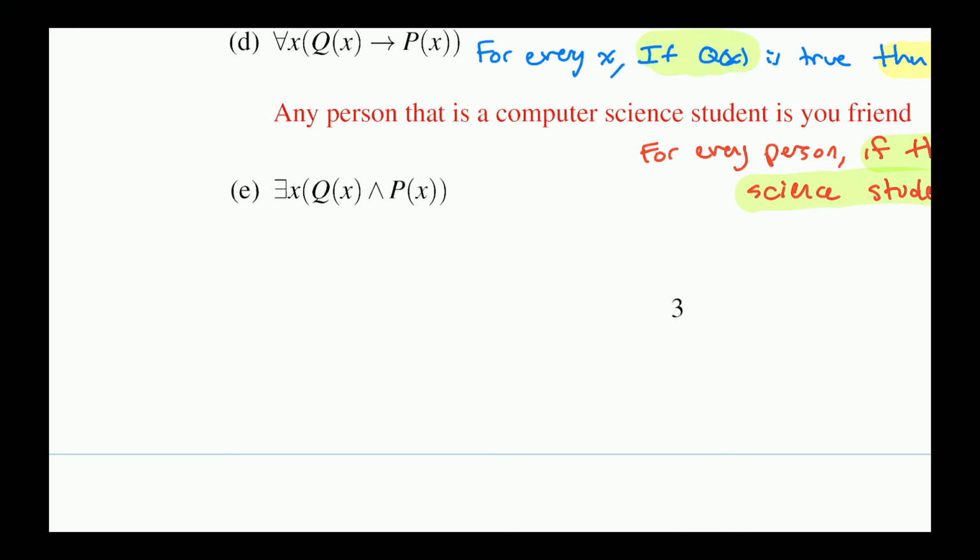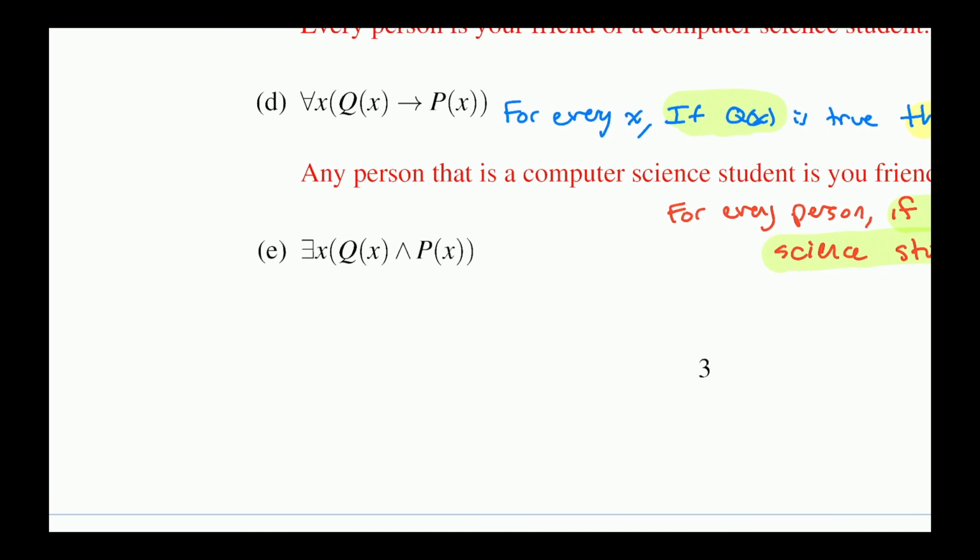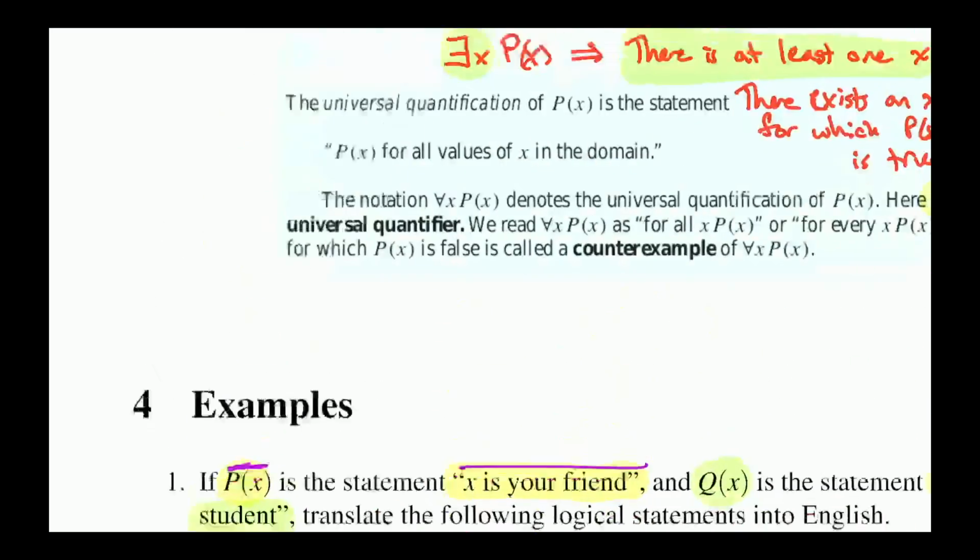Okay. Now we haven't done any that used an existential quantifier, so let's make sure we know what that means. So backwards E looking thing, existential quantifier, what's it mean?